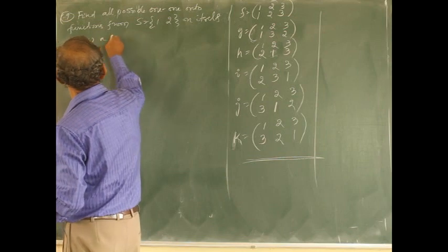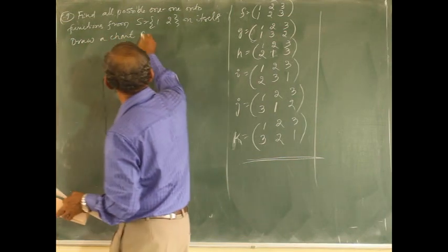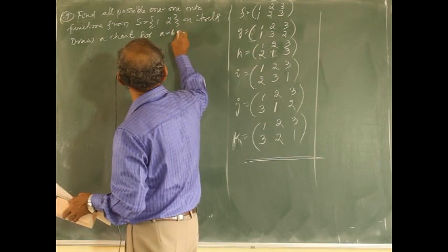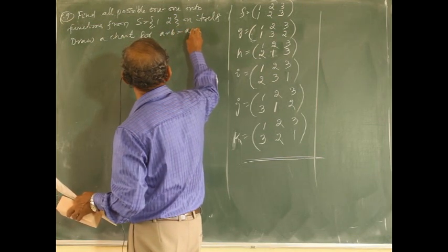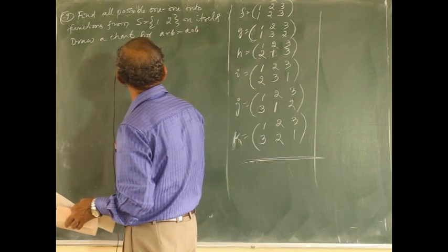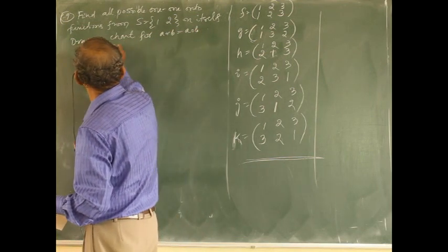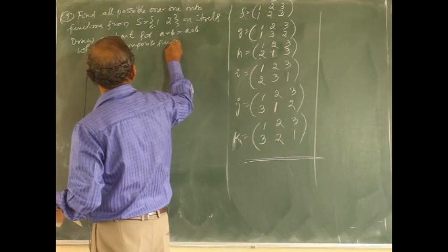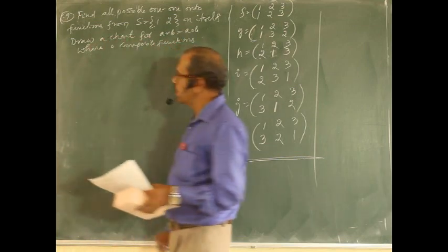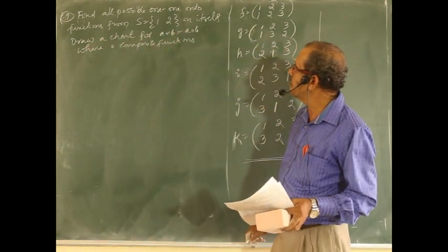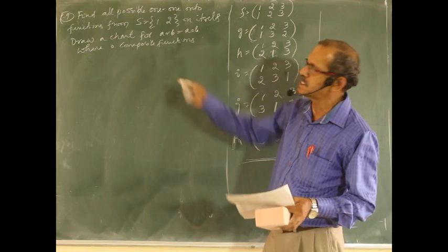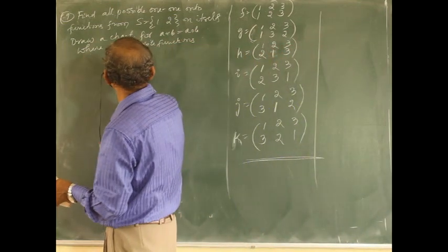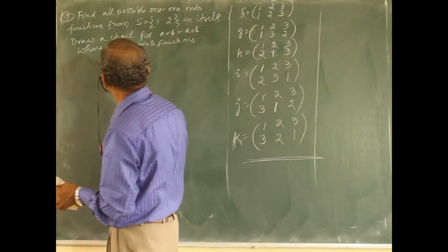Draw a chart or table for A star B equal to A composite B. Let me write that. Where composite functions are a binary operation from set S cross S to S. Anyway, let me find the chart for this one, where star represents composite functions.